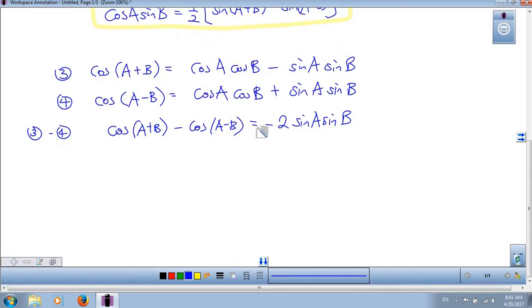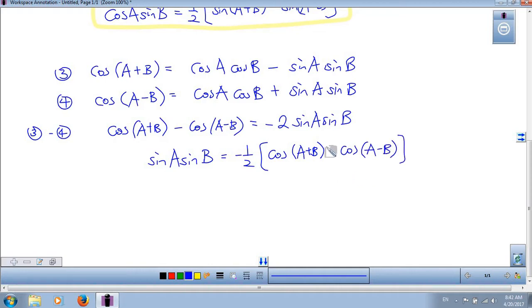Alright, so we're going to switch them. Switch the left hand side and right hand side. I'm going to write sine A sine B here, but it's going to be a negative 1/2 times cosine of A plus B, parentheses, minus cosine of A minus B, parentheses.